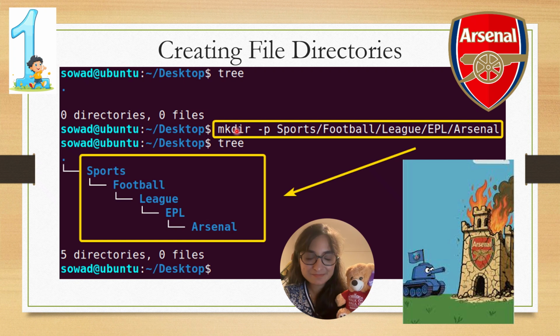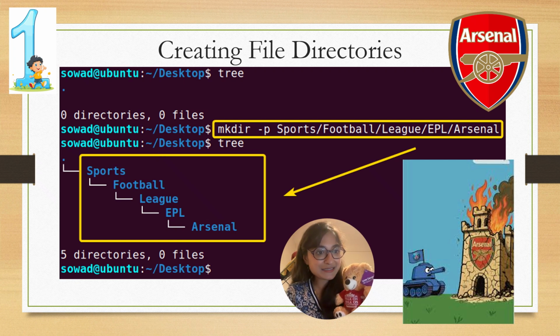So if you do mkdir -p sports/football/league/EPL/Arsenal, what it will do is build out from your desktop this tree, where you have the sports folder, then within that folder a subfolder called football, then a subfolder called league, then a subfolder called EPL, English Premier League, and then a subfolder called Arsenal. So that's just how you can create a set of directories, folders and subdirectories, all inside each other using this command. And that's going to be helpful because we're going to run this using the DX toolkit now.